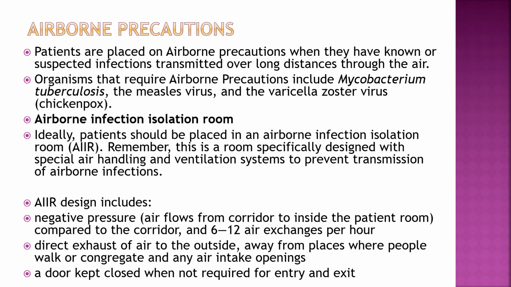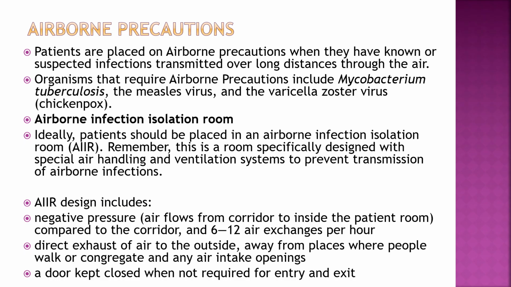So in airborne transmission, patients are placed on airborne precautions when they have known or suspected infections transmitted over long distances through the air. Organisms mainly are Mycobacterium tuberculosis, measles virus and varicella zoster, that is chickenpox virus. Then the airborne infection isolation room, AIIR. Ideally the patient should be placed in that room. Remember, this is a room specifically designed with a special air handling and ventilation system to prevent transmission of airborne infection.